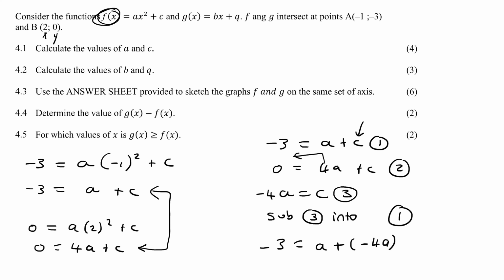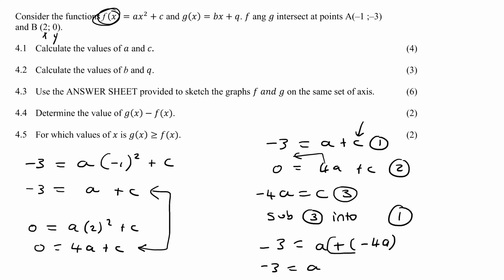But why would I want to do that? The reason is that now I only have a's. Can you see? Whereas over here, I have a and c. Over here, I have a and c. I don't want to have two letters in my equation. I only want one. Because if there's two, I can't solve it. But now I can solve it because there's only one letter.